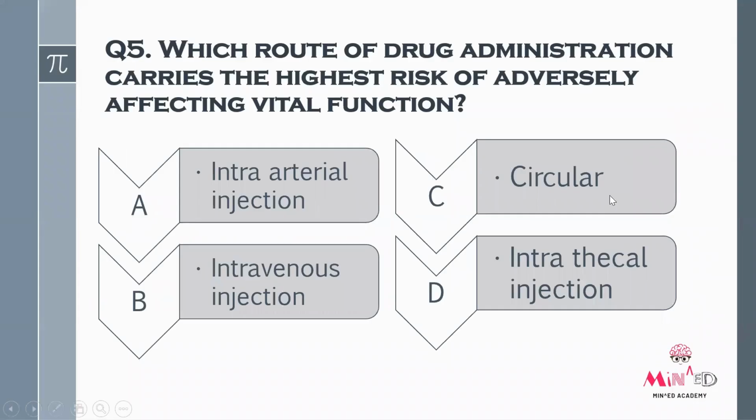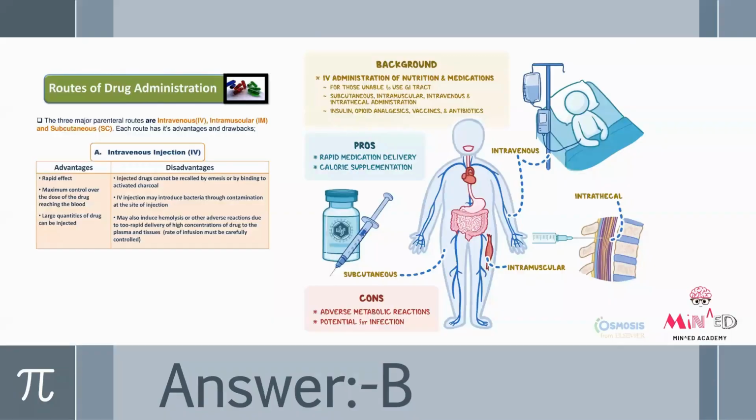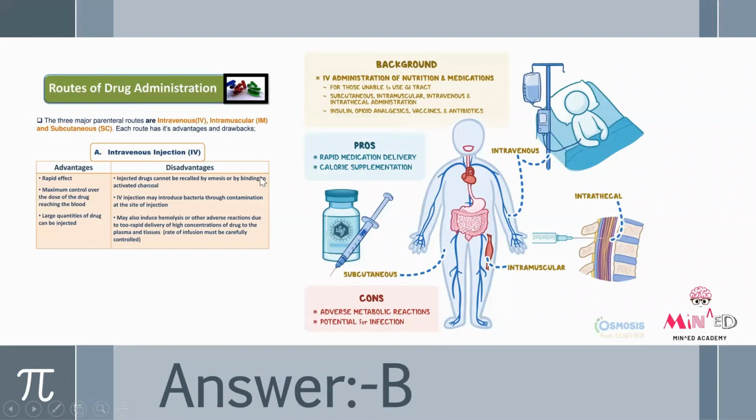Next, question number 5. Which route of drug administration carries the highest risk of adversely affecting vital function? A, intra-arterial injection, B, intravenous injection, C, circular, and D, intrathecal injection. So the answer will be B, intravenous injection. We'll see the routes of drug administration and discuss how intravenous injection has the highest risk.